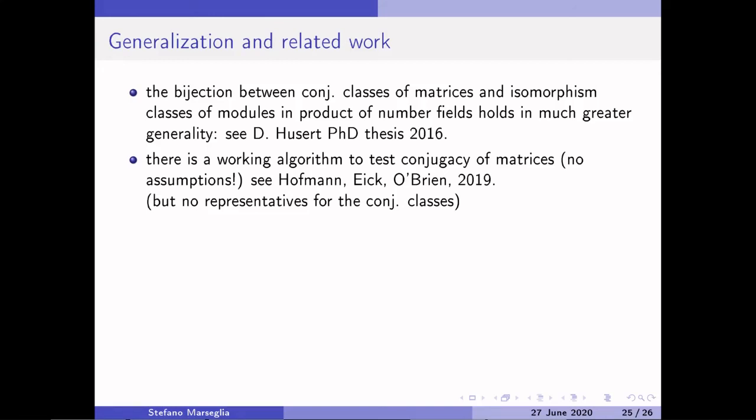Also, their algorithm doesn't allow you to construct representatives for the conjugacy classes. So it can only be used for testing conjugacy. So you take two matrices and it's going to tell you yes or no if they are conjugate or not. But if you feed it a characteristic polynomial and a minimal polynomial, it doesn't give you representatives.